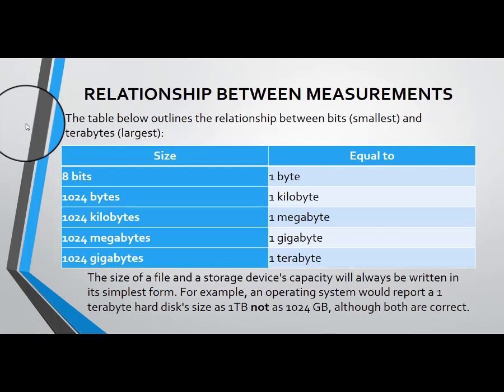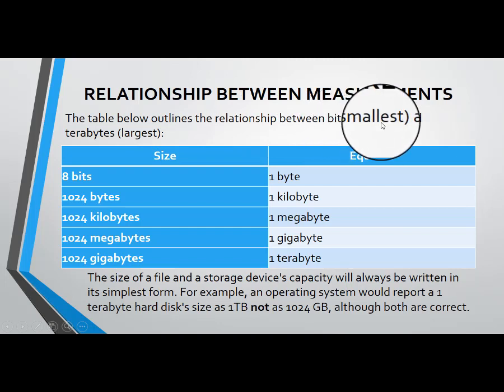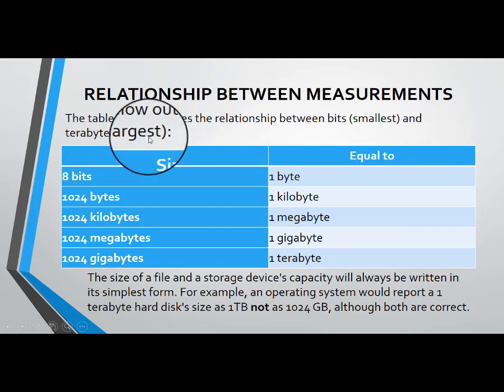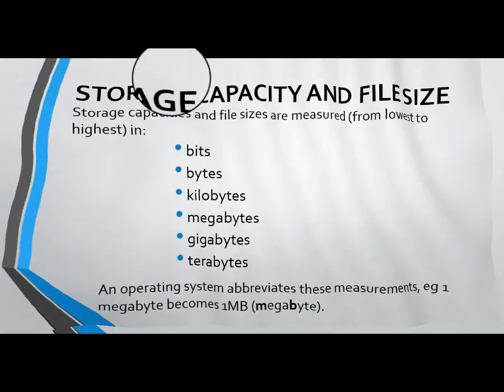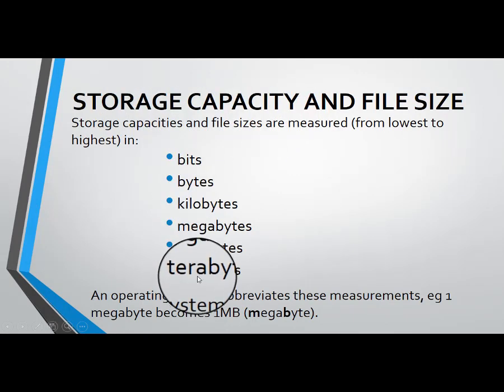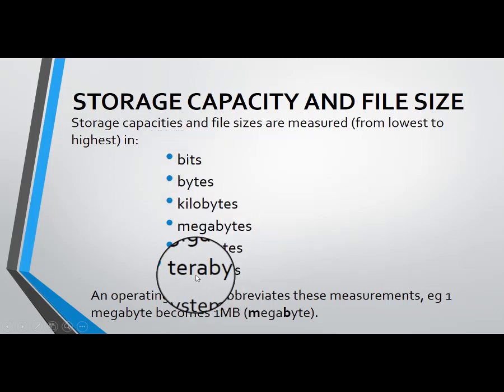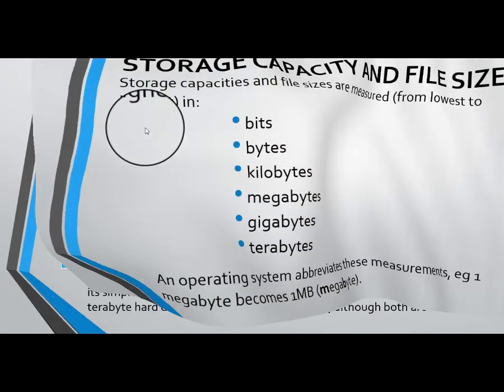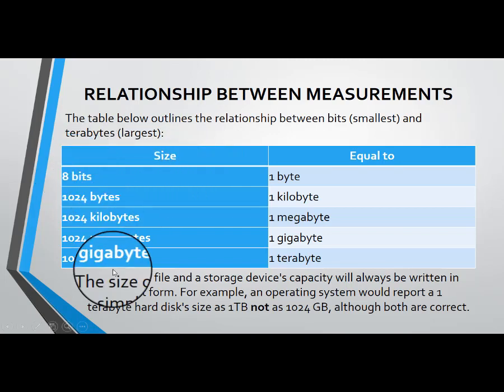Now let's look at the relationship between those measurements that we have so far discussed. The table below outlines the relationship between bits, that is the smallest, and terabytes, the largest one. Here we are trying to show the balanced relationship. Remember, those capacities are in order, from the smallest to the largest. So the smallest capacity is measured in bits, then the largest is terabytes. Here we are going to see how we can relate these measurements. We have the file size, bytes to gigabytes.